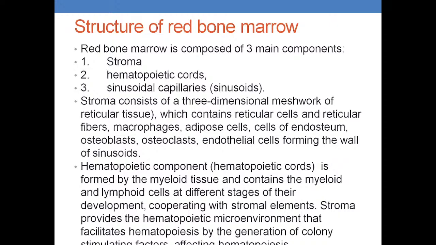Hematopoietic component. Hematopoietic cords are formed by the myeloid tissue and contain the myeloid and lymphoid cells at different stages of their development. Note the cooperation with stromal elements. Stroma provides the hematopoietic microenvironment that facilitates hematopoiesis by generation of colony-stimulating factors affecting hematopoiesis.